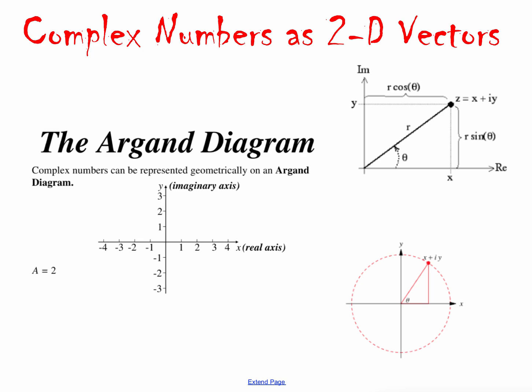And today, as we listen to the classic song Bad by U2, we are beginning to talk about complex numbers as 2D vectors. So let's get to it, shall we?